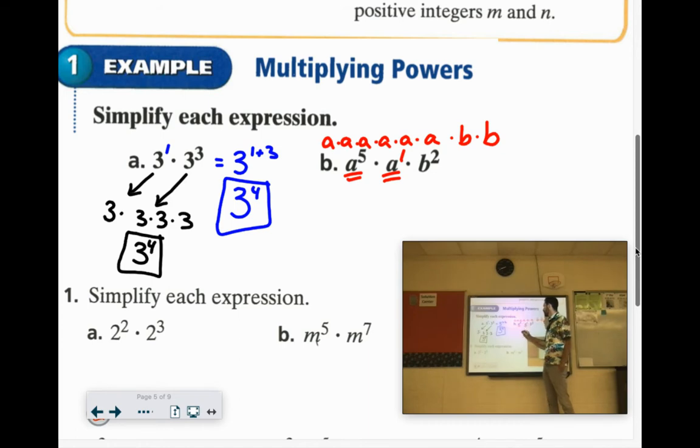So 5 plus 1 would give us A to the 6th times B squared. We can't combine them if they're different bases. So that would be our final answer.